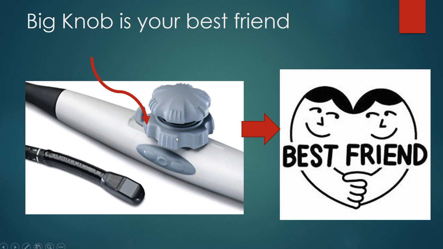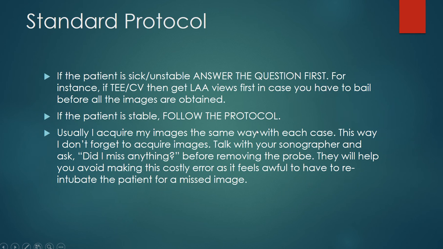You're going to need to use this and then try to hold it in the position once you get the view that you need. If you're uncomfortable doing that or having difficulty with doing that and changing your degrees with the probe, you can lock the big knob in the position that you need it to be. So again, the big knob is your best friend.